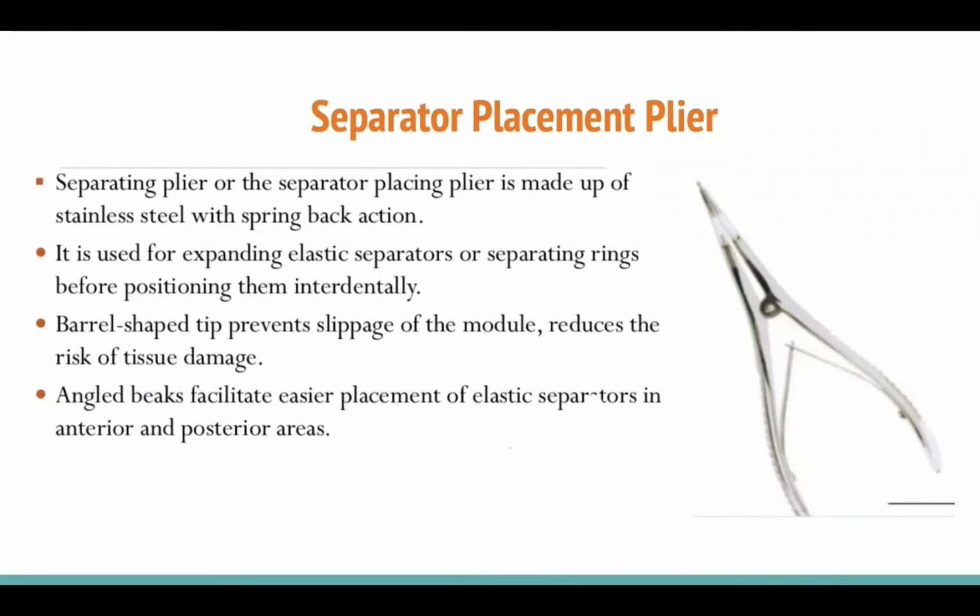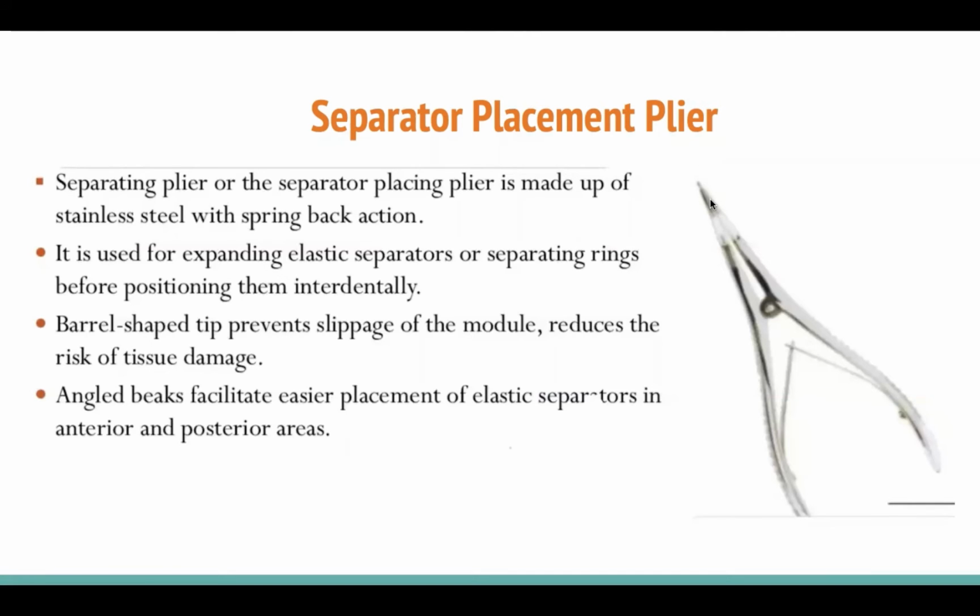How does the separator plier look? The separator plier is made of stainless steel and it has a spring back action. It is used for expanding elastic separators or separator rings before positioning them interdentally. So it gives a stretch to the separator. The barrel-shaped tip prevents slippage of the module and reduces the risk of tissue damage. So you have to look at the tip of the instrument. It should be barrel shaped.